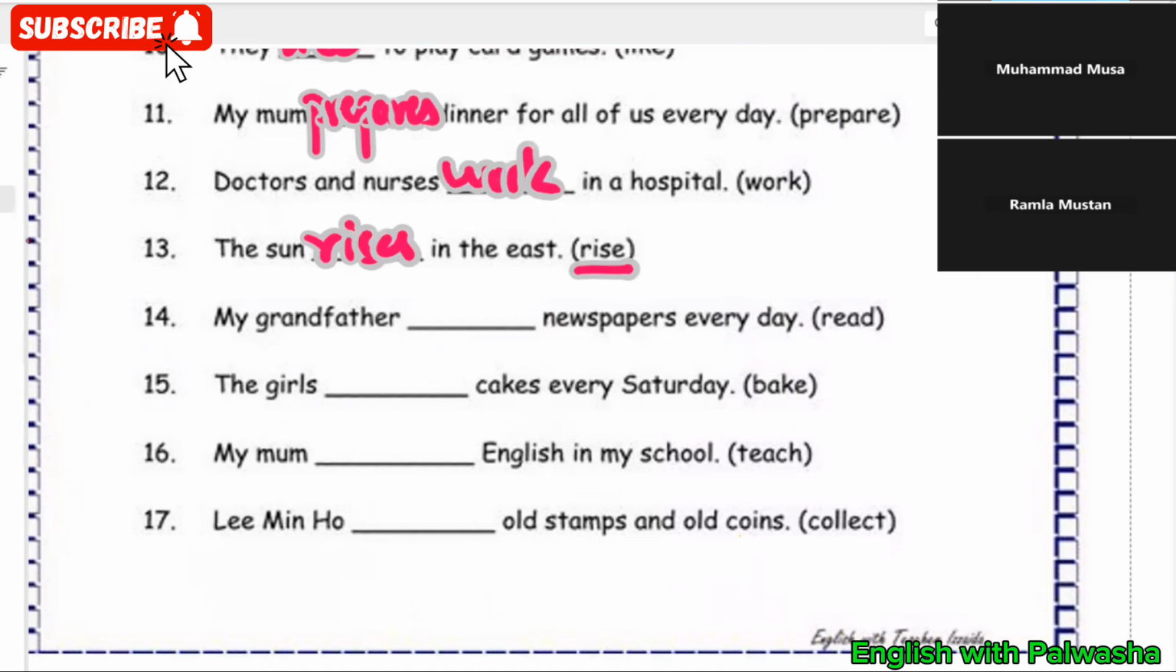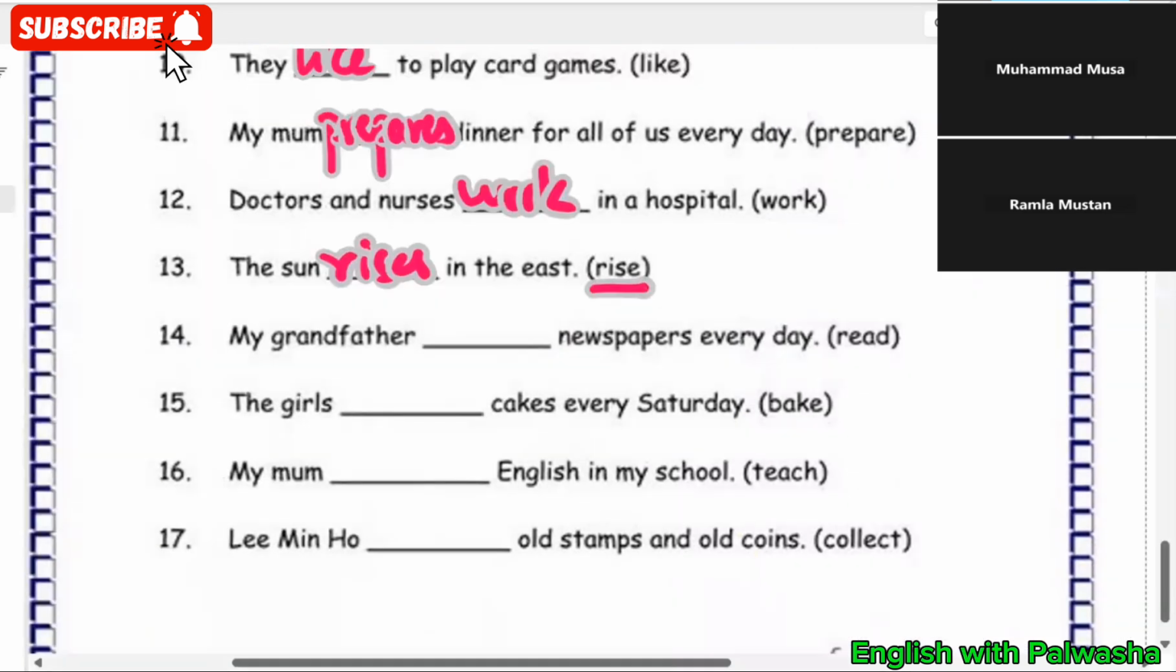My grandfather dash newspapers every day. Yes, Musa, you can tell them. Reads. Reads. Very good.